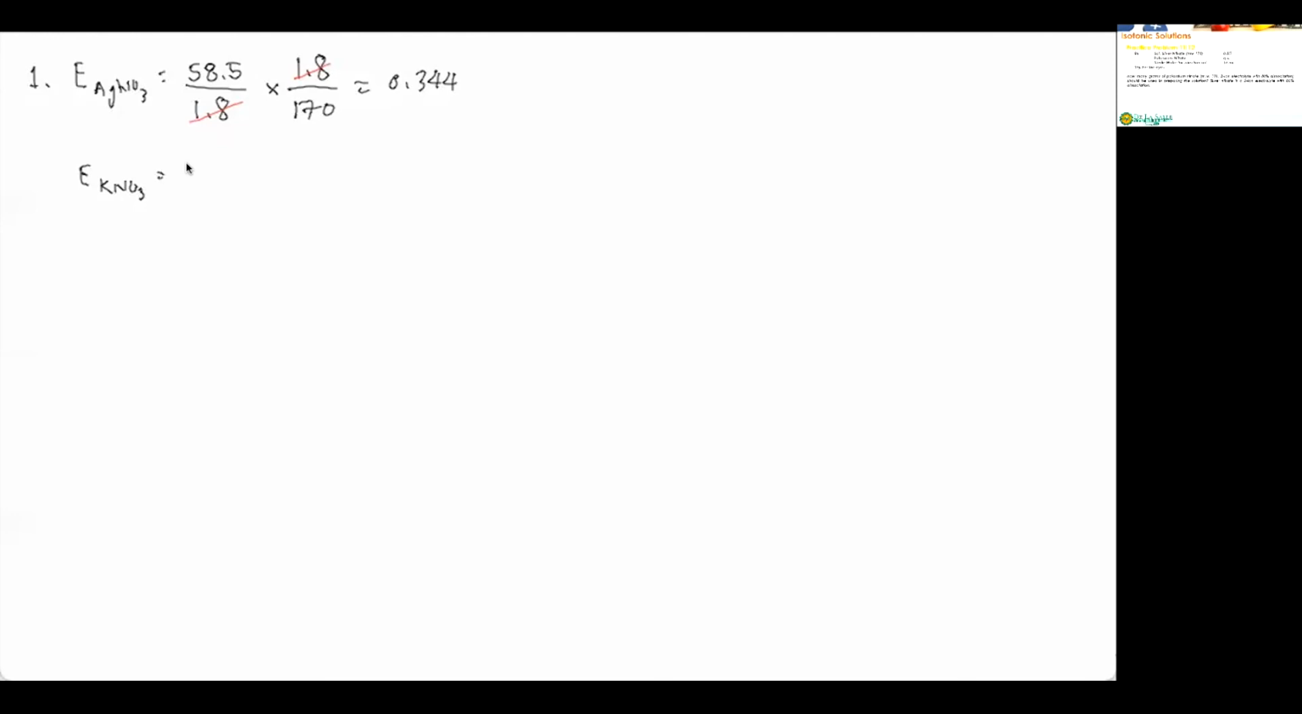Next, let us determine the E value of potassium nitrate. So we again make use of the molecular weight of sodium chloride, which is 58.5. We divide this by the I value of sodium chloride, which is 1.8, and we multiply this by the I value of potassium nitrate, which is also 1.8, being a 2-ion electrolyte with 80% dissociation, and its molecular weight that is 101. Next, we cancel out 1.8. We are left with 58.5 divided by 101, and this gives us an E value that is equal to 0.579. Remember once again that these values essentially mean these are the grams of sodium chloride represented by a gram of the substance, silver nitrate and potassium nitrate, respectively.